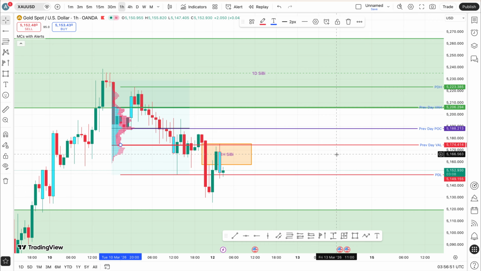Yesterday printed an inside day which signals market compression. The market is currently being pushed lower by the 1-hour sell-side imbalance acting as a short-term resistance. Also keep in mind, yesterday could have compressed because there was an important news driver, which was CPI, which was supposed to be released later in the day or early New York. So if price remains inside yesterday's range, we could see range-bound behavior. But once the market breaks that range, volatility could expand quickly.